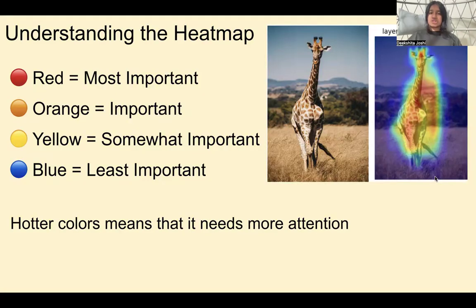So now let's understand the heat map. So as you can see, this is an example of a giraffe. So red is meaning the most important. Orange is like, okay, yeah, pretty important, not as important as the red, but really important. And yellow is like somewhat important, and blue is like the least important. So the hotter colors mean that the AI model focuses more on that part of the image.